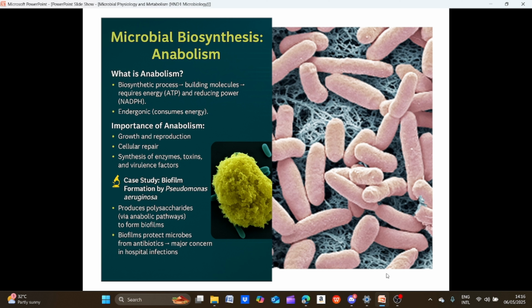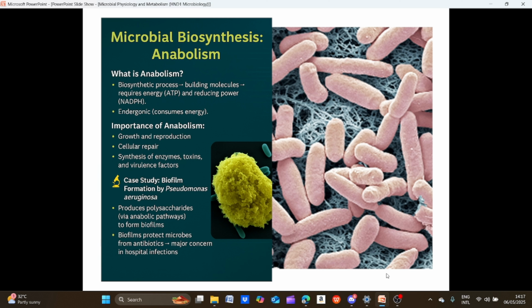Then microbial biosynthesis, that is anabolism. So anabolism is a process of building up molecules, which also requires ATP and reducing power, which is NADPH. So the opposite of catabolic reaction, which is exergonic, is endergonic, which means that instead of energy being released, the energy is being consumed instead. And this anabolic reaction is very, very important in growth and reproduction, as well as cellular repair, and synthesis of enzymes, toxins and virulence factors.